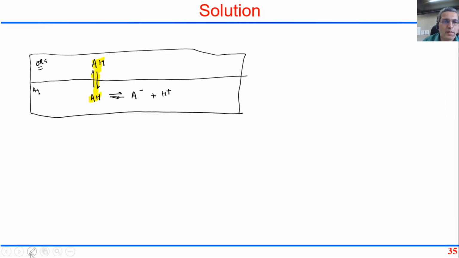And this AH going to A minus and H plus, there are two competing equilibria. Do you agree with that? So there is a dissociation and there is a partitioning.